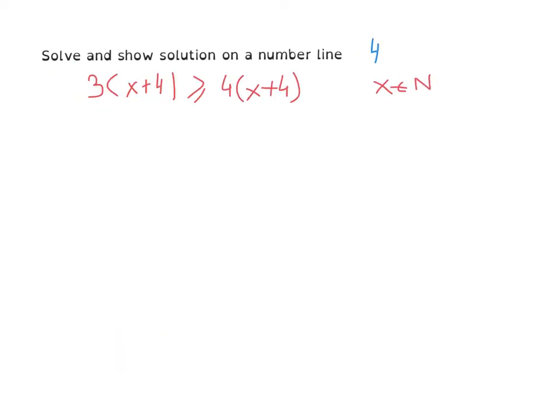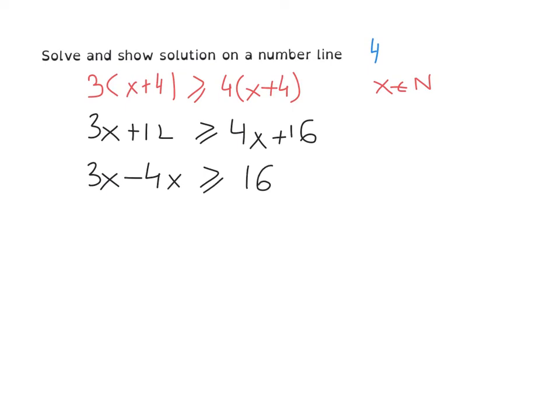Okay, and the very last example of brackets, where x is a natural number. So remove the brackets first. 3x plus 12 greater or equal to 4x plus 16. Okay, now all x's on the left side and all numbers on the right side. So we have 3x minus 4x greater equal to 16 minus 12. Simplify, minus x greater equal to 4.